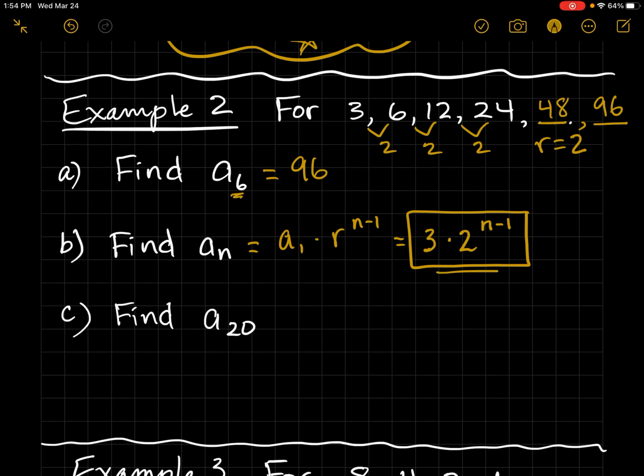Now, let's see if we can use this formula since we already know a sub n for this particular sequence. So this is going to be 3 times 2, and n is 20 minus 1. So that's 3 times 2 to the 19th power. When you punch that in the calculator, make sure you do 2 to the 19th first, then multiply it by 3. And if you do that, you get this very juicy number.